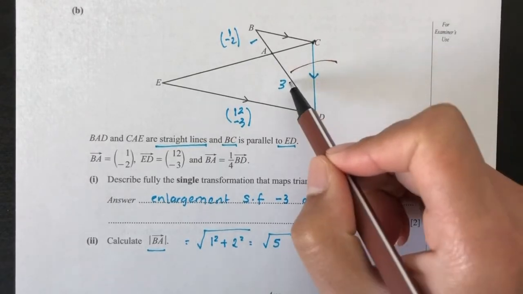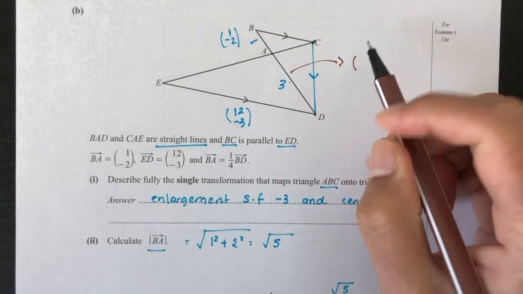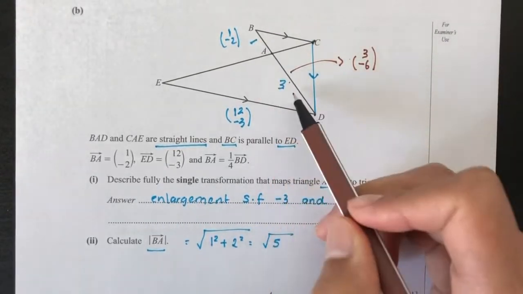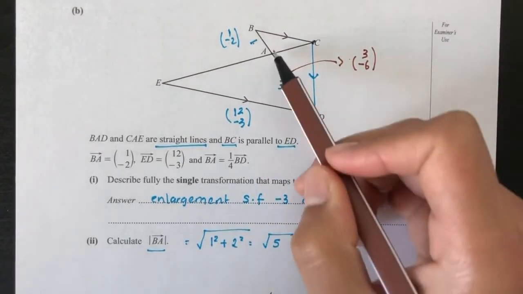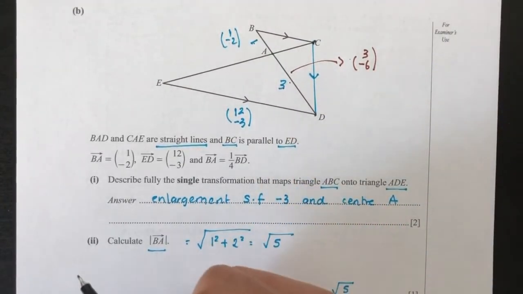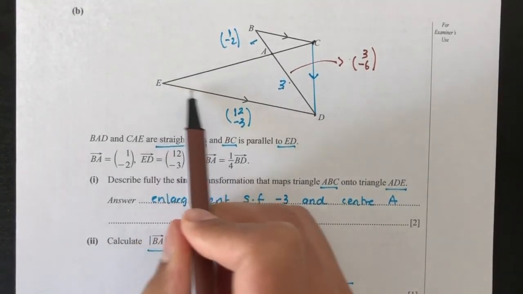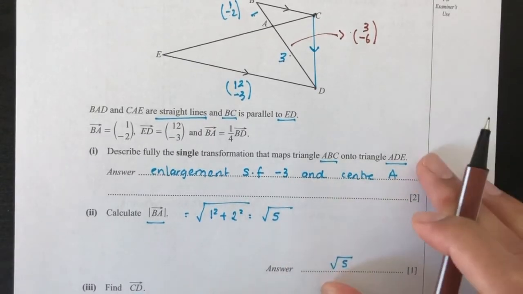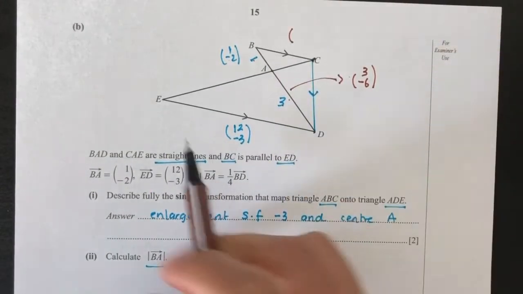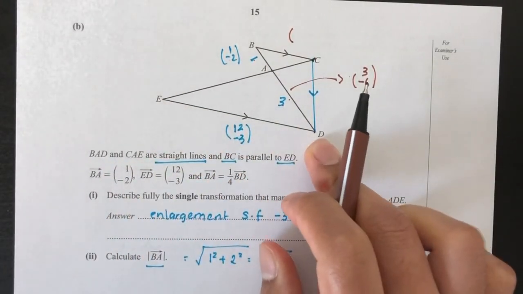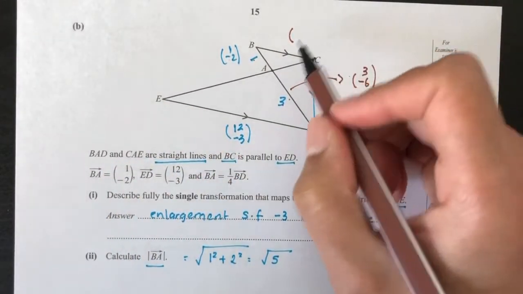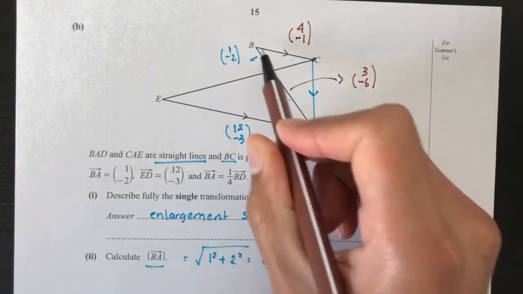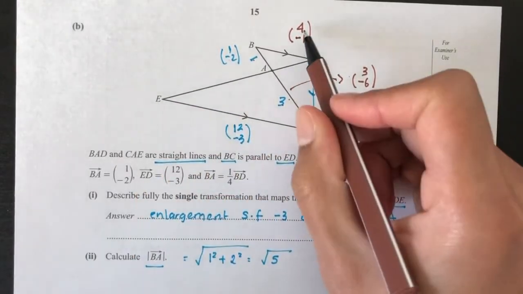So this will be 3 times of this. That will be 3 minus 6, because they're on the same line and the ratio is 1 to 3. If this is 1, this will be 3. Now what else can we know? If you know this, you can also know this. Because it has a scale factor of -3, it is in the same direction, and it must be 3 times less than this. So divide by 3, that will be 4 and -1. So BC will be 3 times less than this, 4 minus 1.